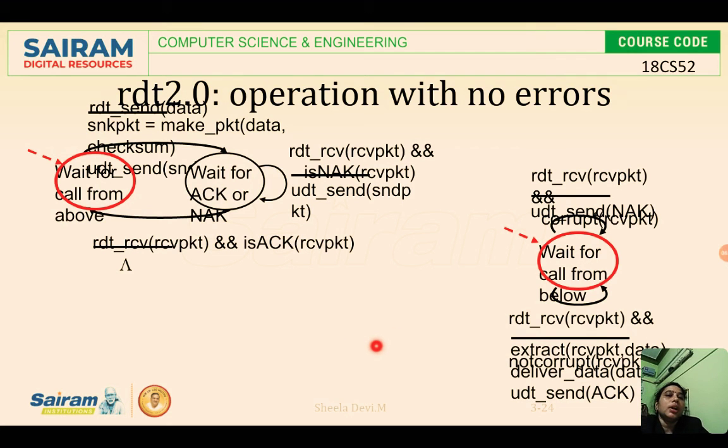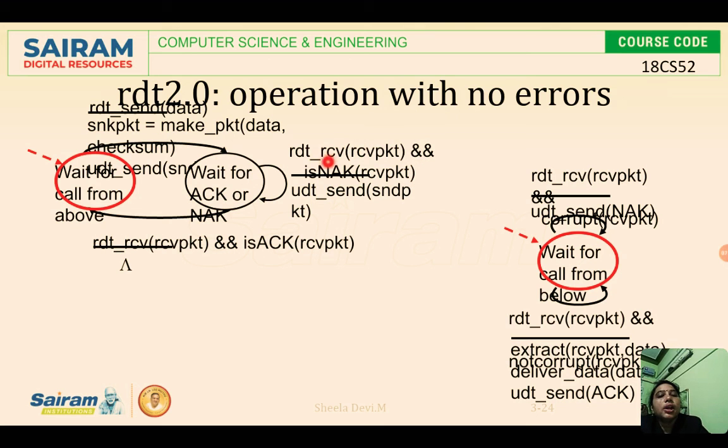Clear? On the receiver side, if it gets the data without any corruption, then it will send the acknowledgement to the sender, and after extracting the data, it delivers the data to the application layer. If the data is corrupted, then it sends the negative acknowledgement. What happens at the sender after getting the acknowledgement or the negative acknowledgement? That's what we are going to see now.